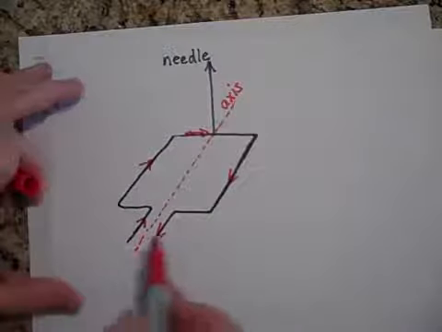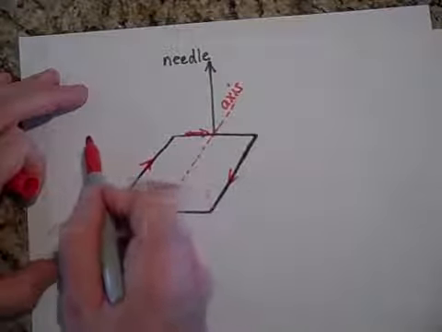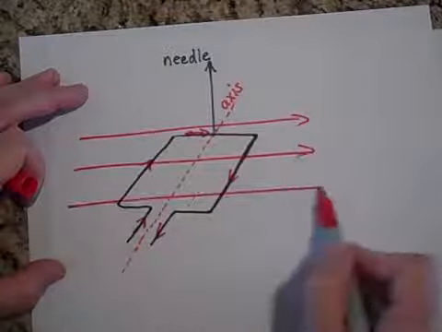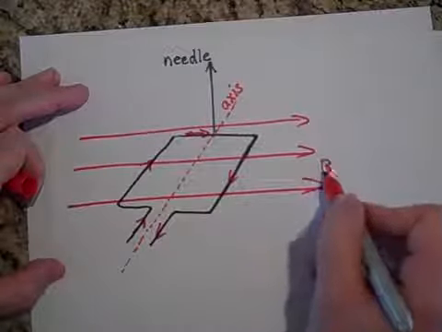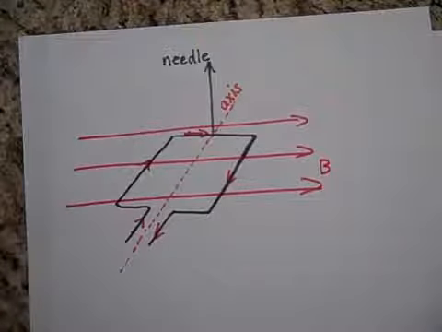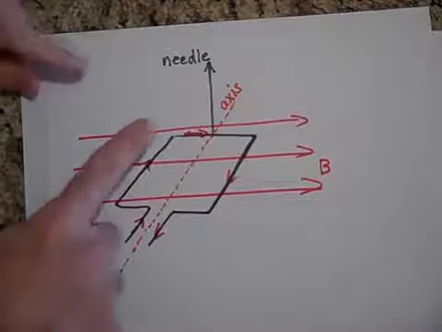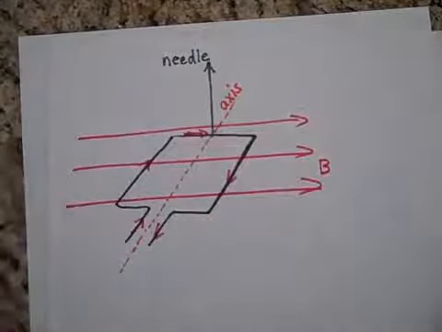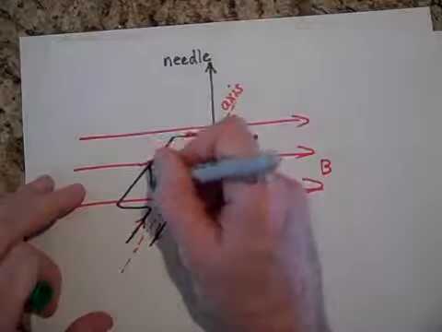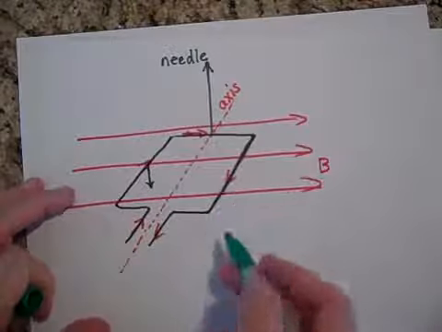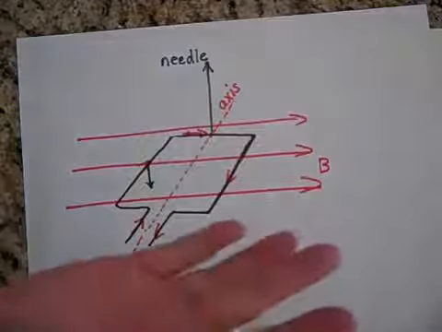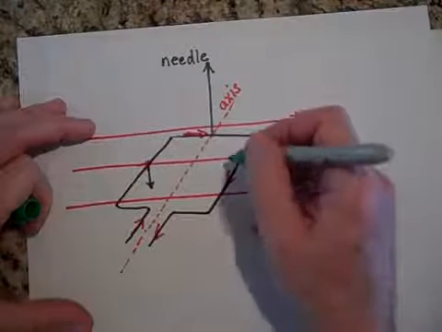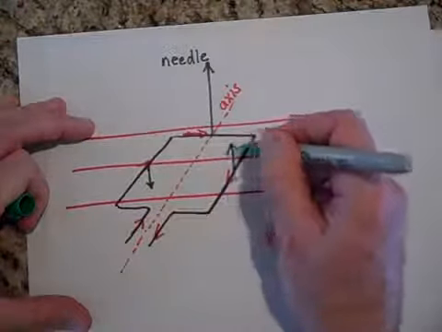And if I put this in a uniform magnetic field right here, that's B, then using the right hand rule, if current's going that way, and the field's that way, this part is going to be pushed down. So this will have a force down on it. And this end right here will be pushed up. So that puts a torque on that wire.